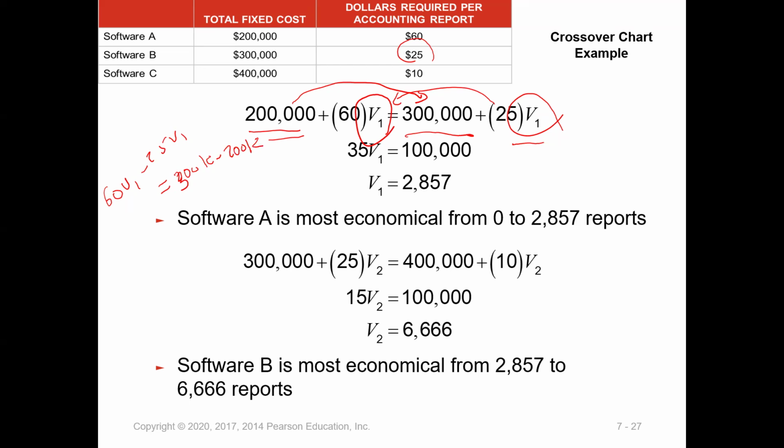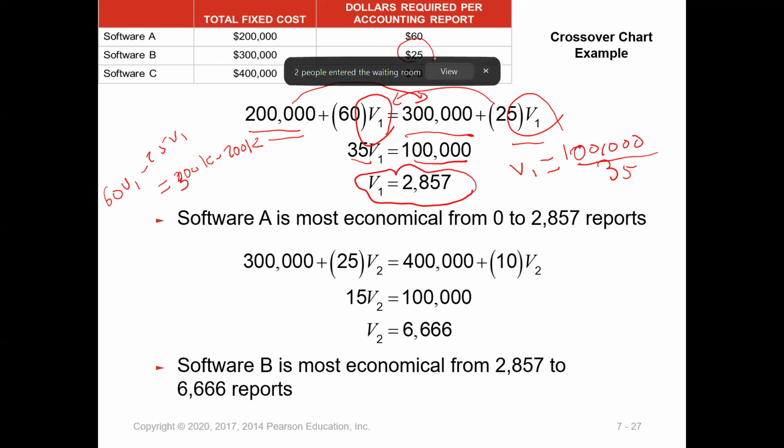So you will end up with 60 minus 25. This will be 35 V1 is equal to 100,000. So V1 is equal to 100,000 divided by 35, which is 2857. Okay.